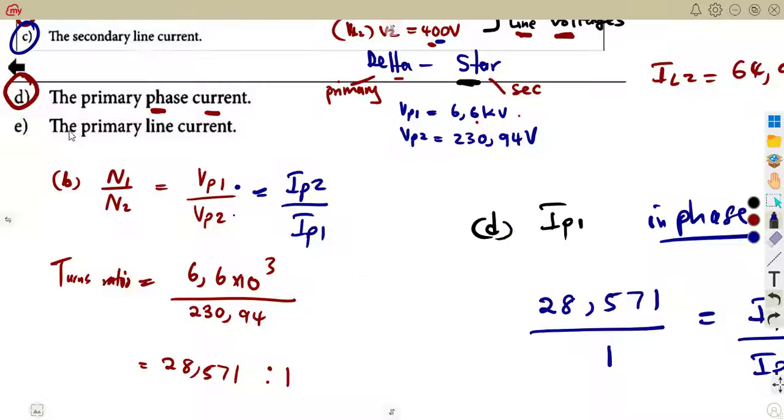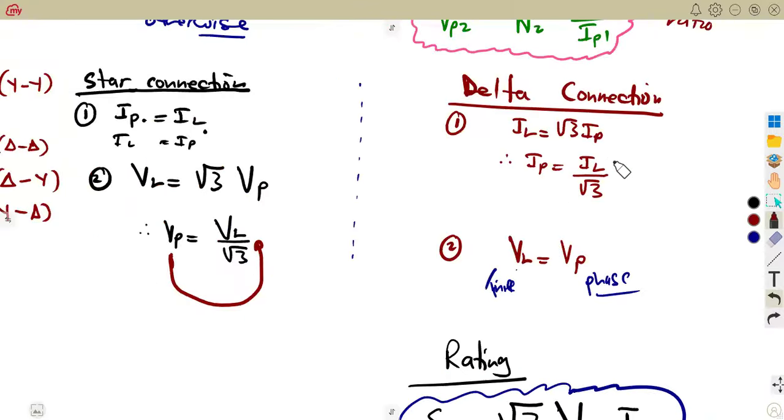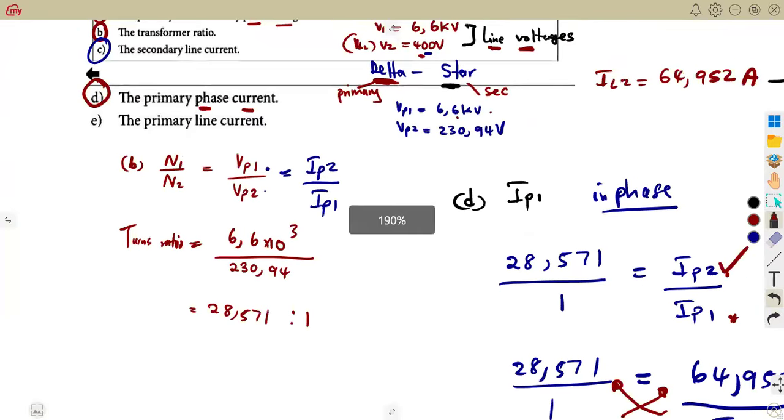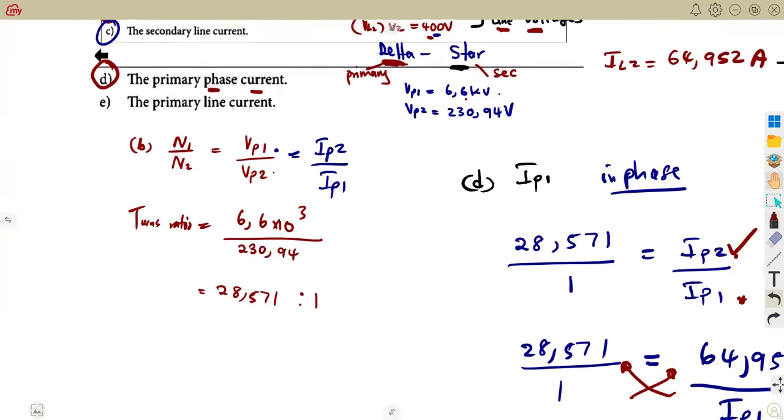To find the primary line current, going from phase to line, you have to consider the connection. The primary is a delta. So in a delta connection, what is the relationship? The line current is equal to the square root of 3 times IP, the phase current. That was the idea of this question, all right?